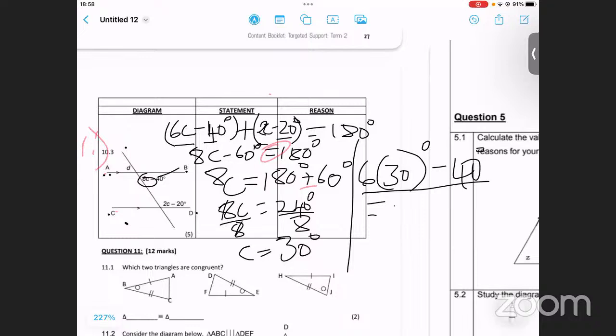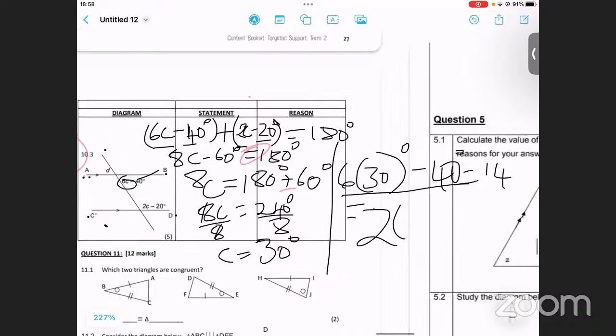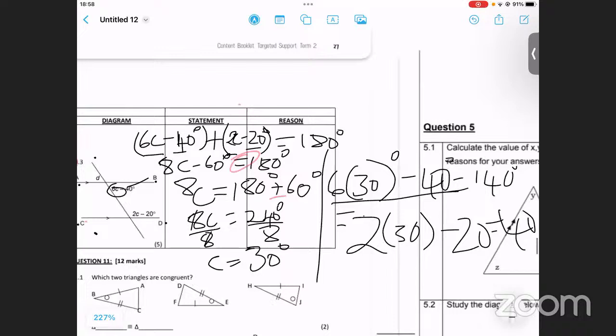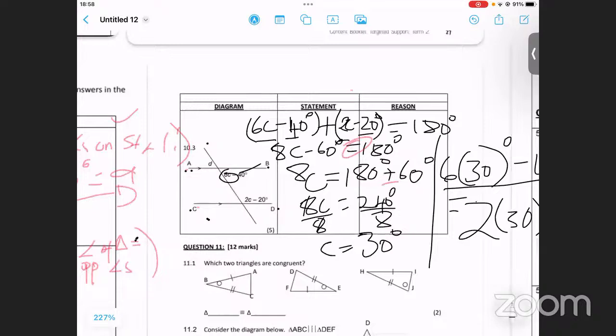Now, what is 2 times 30 minus 20? So it's going to be 2 times 30 minus 20, this one is 140 degrees. So this must be 40. If it's not 40, that means we did something wrong, because when you add them together, they must equal 180. You said how much did you get? Ma'am, I got 40. So that 40, when you add the two, is 180. Therefore, both of them add to 180 degrees.